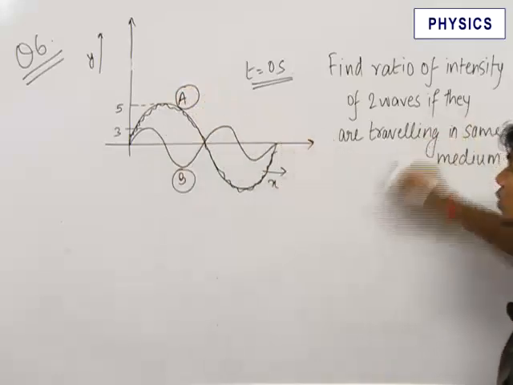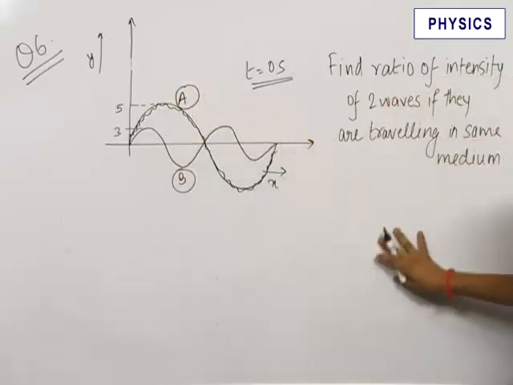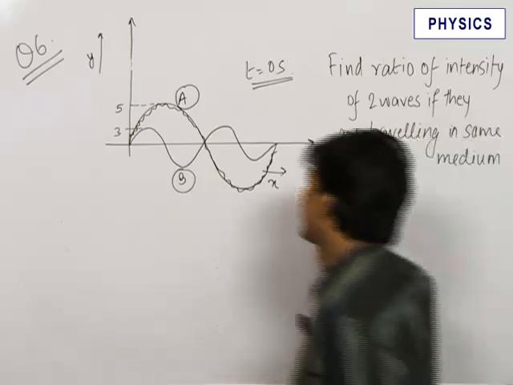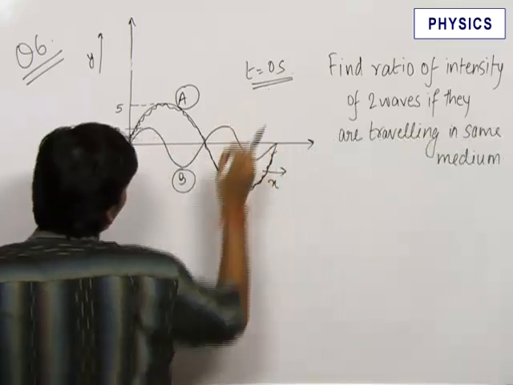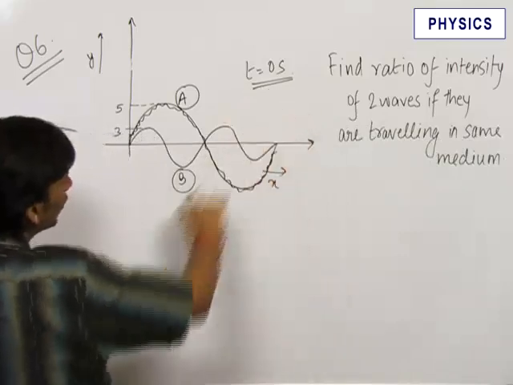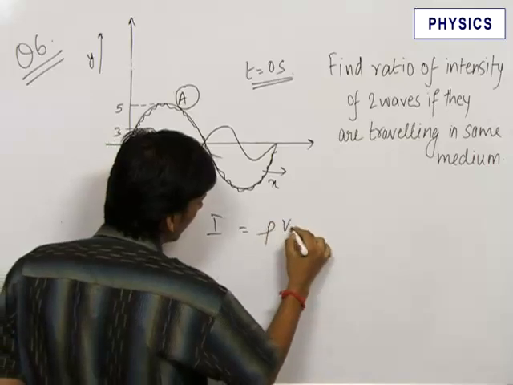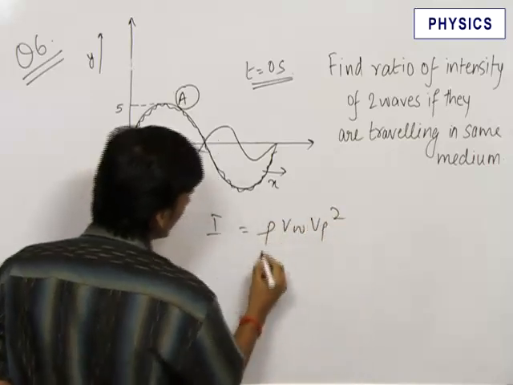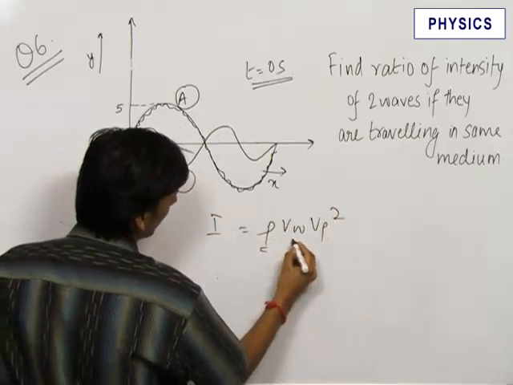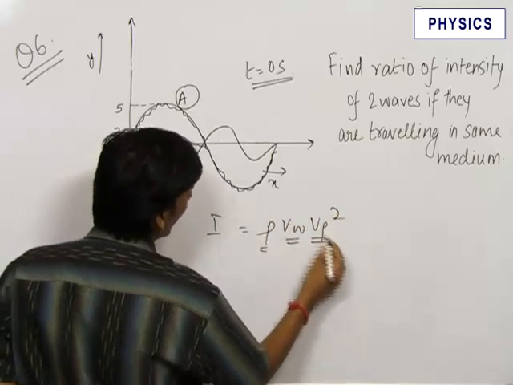Now we need to find out the ratio of intensity of the two waves when they are traveling in the same medium. The medium in which they are traveling is same. So for finding out the ratio of intensity, we should know the formula of intensity, that is equal to rho VW Vp square. That is density into velocity of wave into velocity of particle whole square.